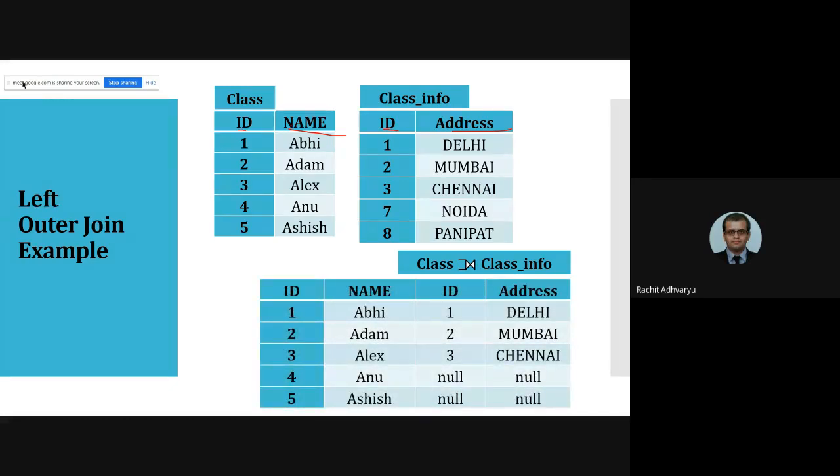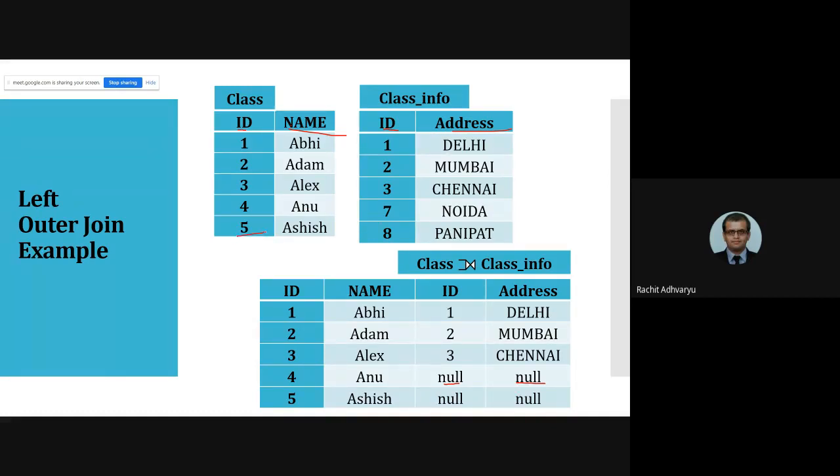What is it actually saying? We merged 1 Abhi Delhi, 2 Adam 2 Mumbai, 3 Alex 3 Chennai. But here the ID is 4 and here the ID is 7. So there is no data for ID number 4. So what we did was put null. There is no ID 4 in the class_info table, so we put null here, and there is no address for ID number 4, so we put null here.